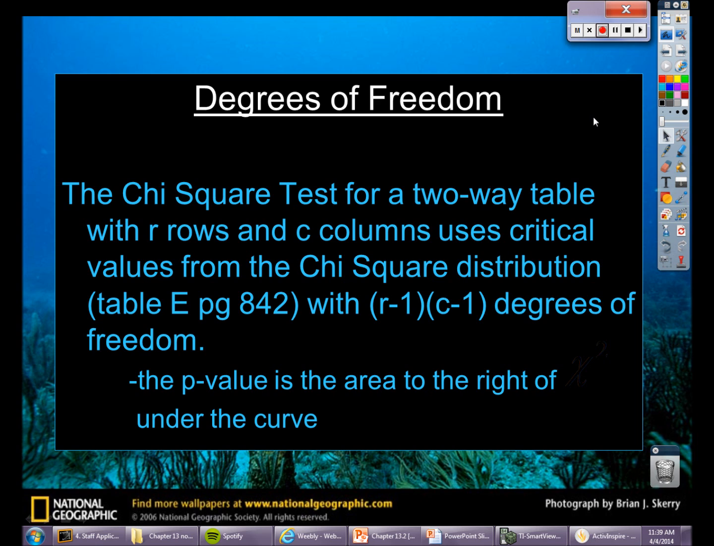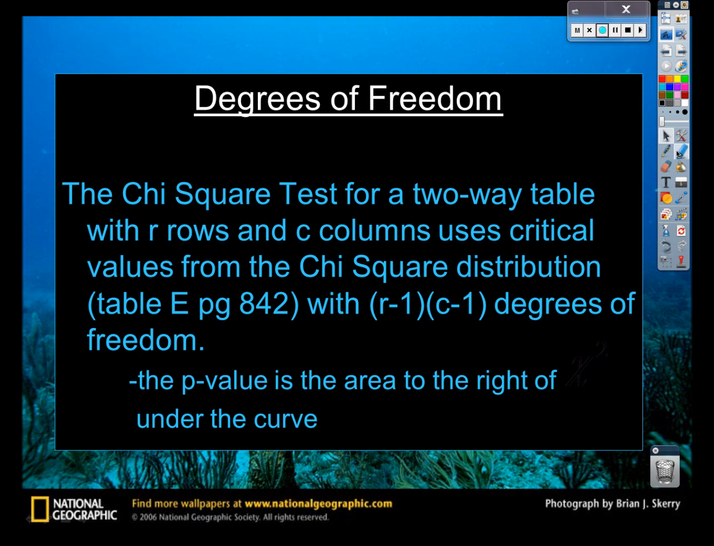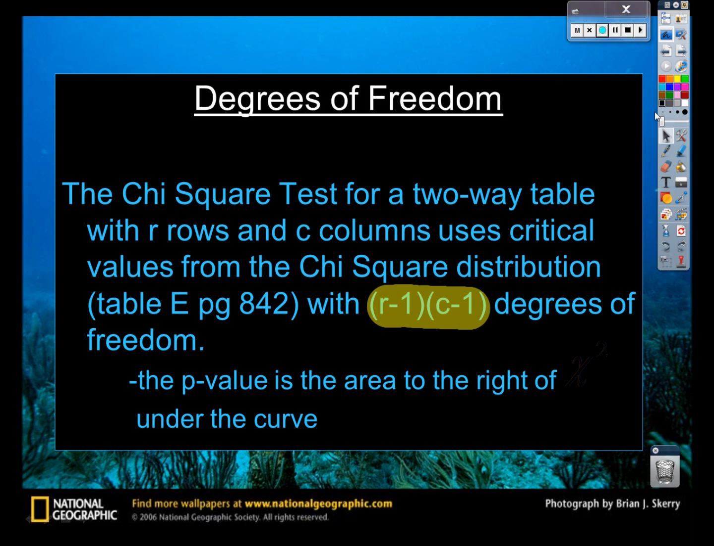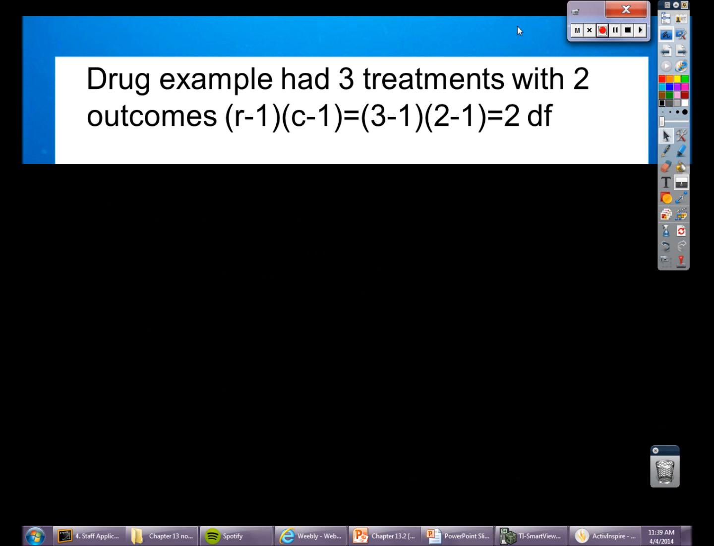So there's a formula for degrees of freedom. It's not as simple as it is in the goodness of fit test. The formula is rows minus 1 times columns minus 1. This will enable us to find the p-value, giving me the area to the right under the curve. In our example, we had 3 treatments, giving me 3 rows, 2 outcomes, yeses or no's. 3 minus 1 times 2 minus 1 tells me 2 degrees of freedom.